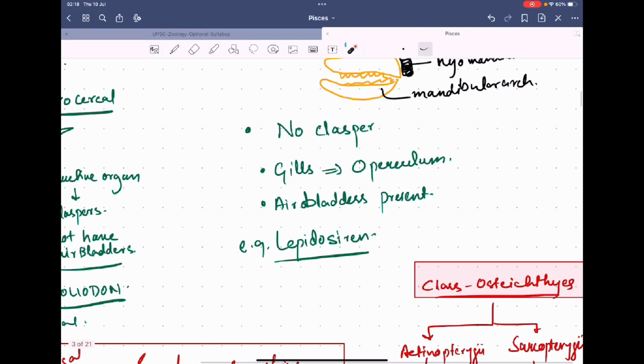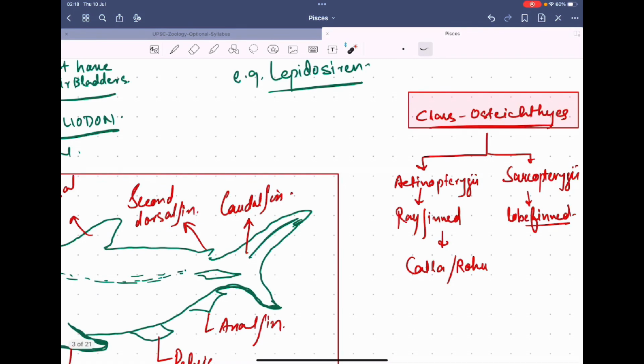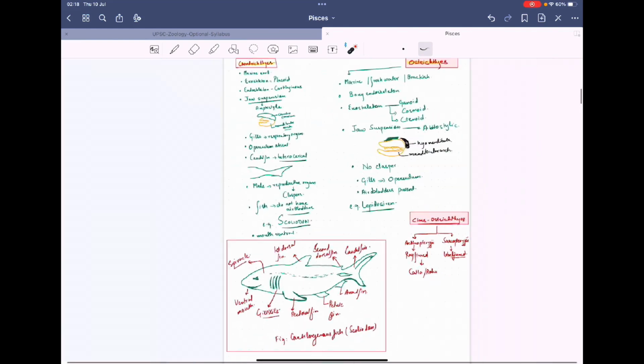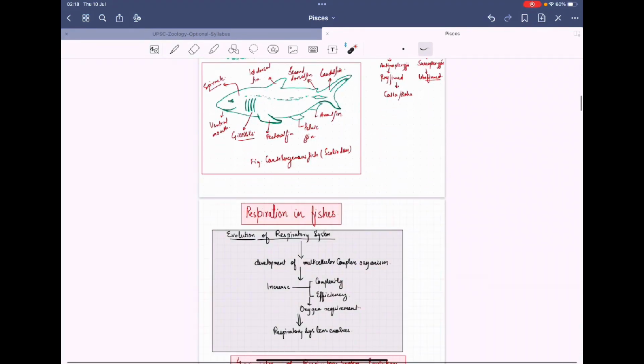The gills have an operculum and air bladders are present, for example Lepidosiren. And osteichthyes have subclasses, that is actinopterygii and sarcopterygii. Actinopterygii contains the ray-finned fishes and sarcopterygii contains lobe-finned fishes. So this is just an overview about the different types of fishes. Now discussing the respiration.